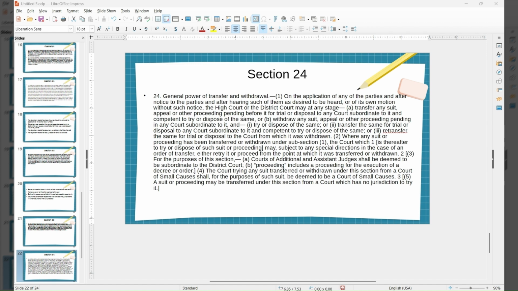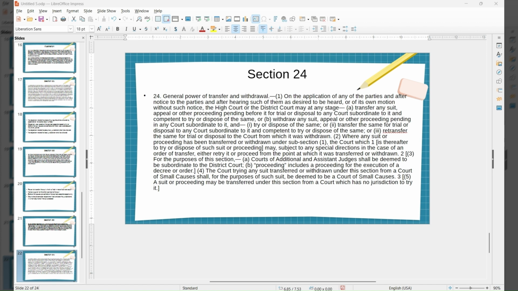Some court may have received a filing from one of the parties who mistakenly filed a case, but that court does not have pecuniary jurisdiction. Then the High Court or the district court feels that it is not competent, and they can still transfer it to the proper court. So this is what happens.